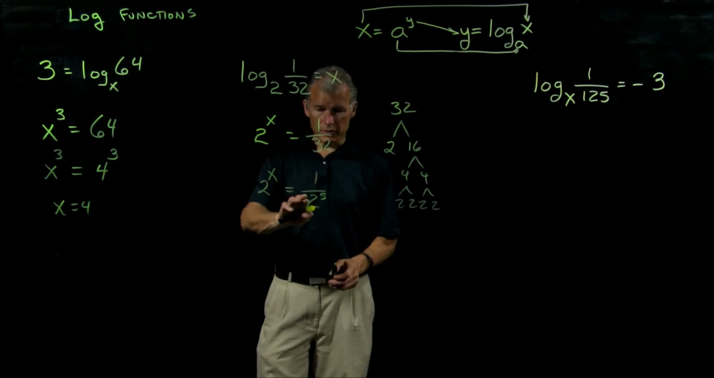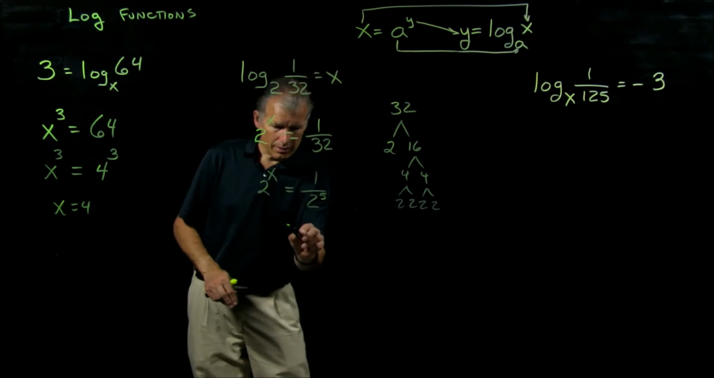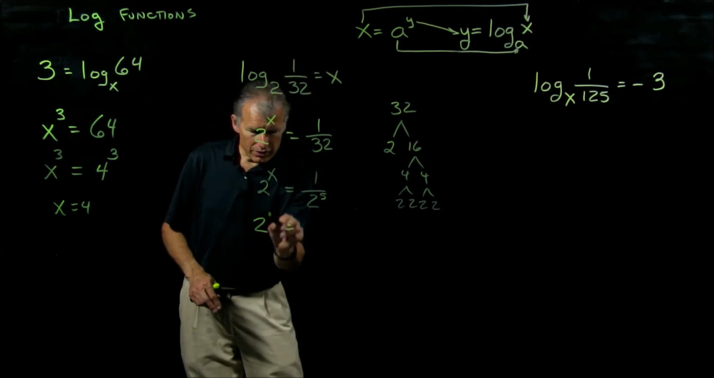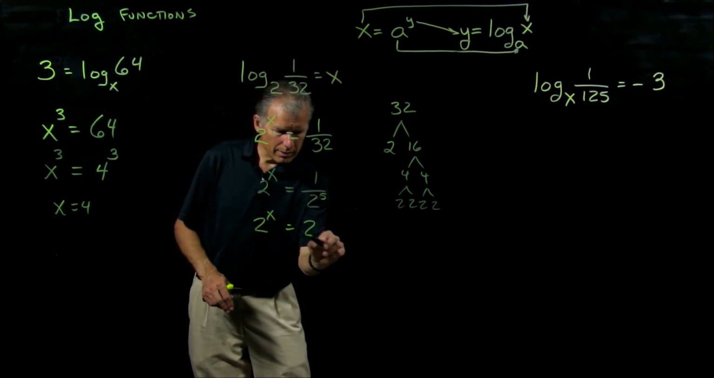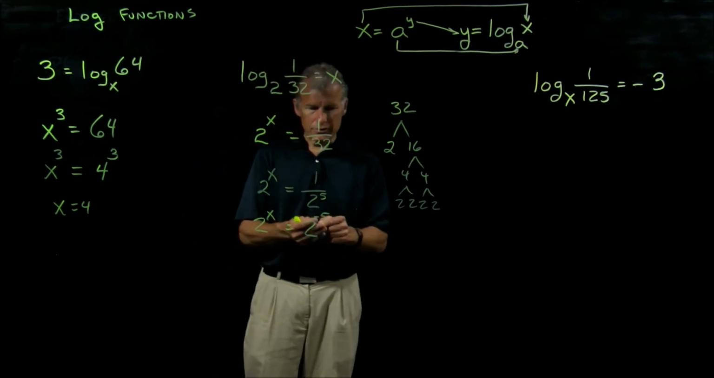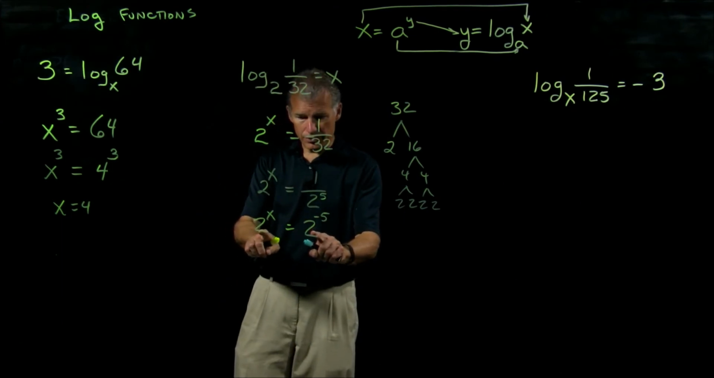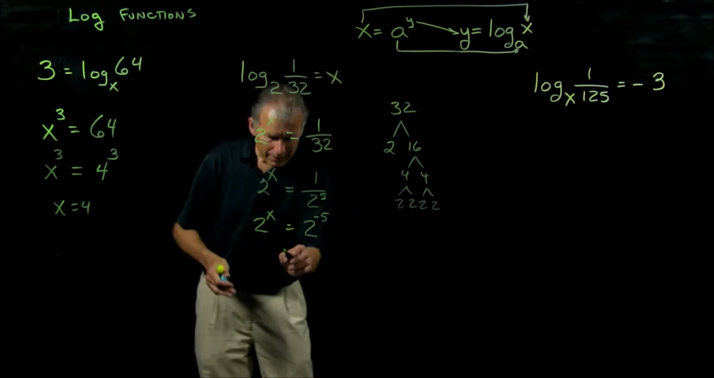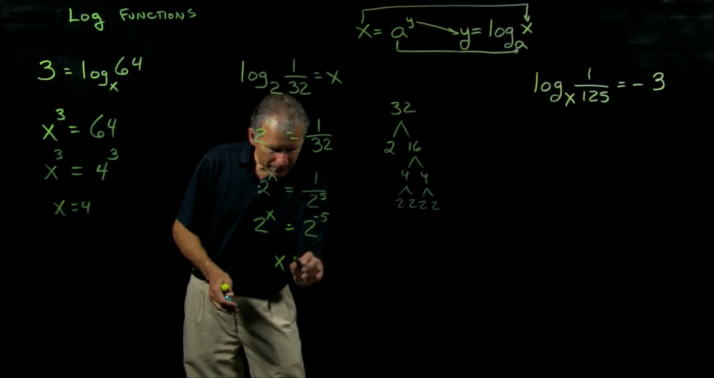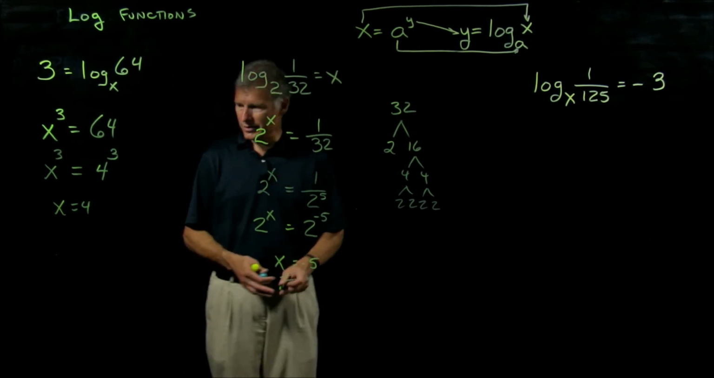Now one more step. You remember the reciprocal of something like that? I can rewrite this as 2 raised to the power of x equals 2 raised to the power of negative 5. Now, using the same thought process we did here, the bases are the same. They're both 2's. That means that the x and the negative 5 must be equal to each other. So there's our answer there.